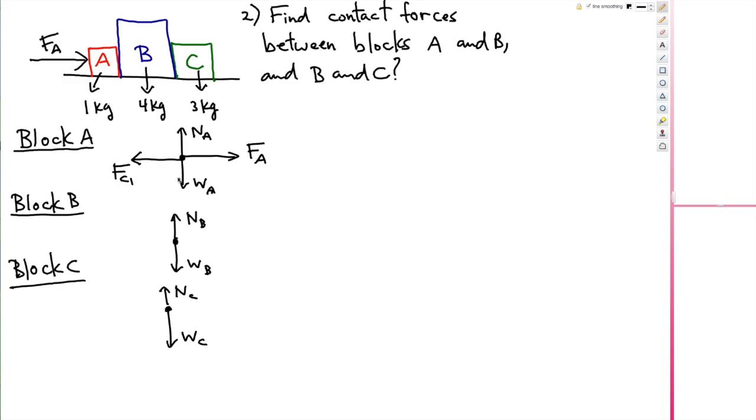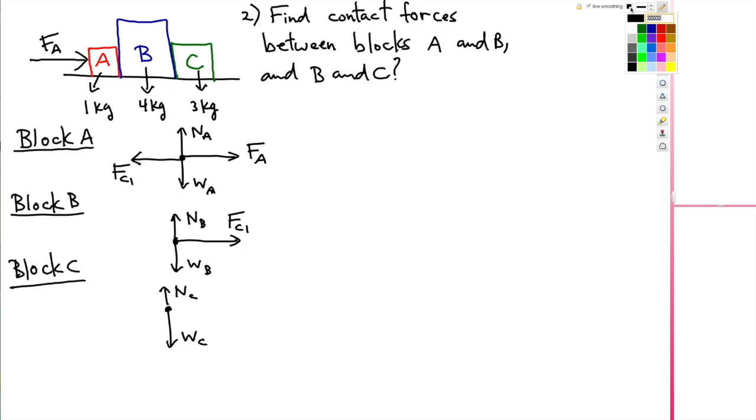Now, if you consider block B, since we had this contact force, this was the force of B on A, we have to have an equal and opposite force acting in this direction. That's Newton's third law, right? Every action has an equal and opposite reaction, so we have to have FC1 pushing block B toward the right. Okay, so we've taken care of everything going on between the contact forces between blocks A and B.